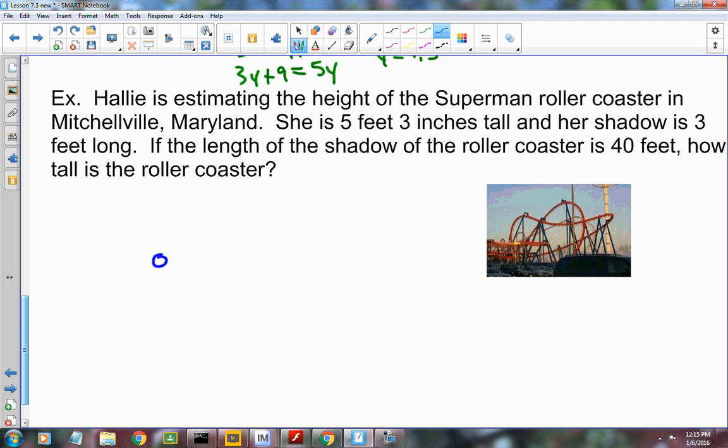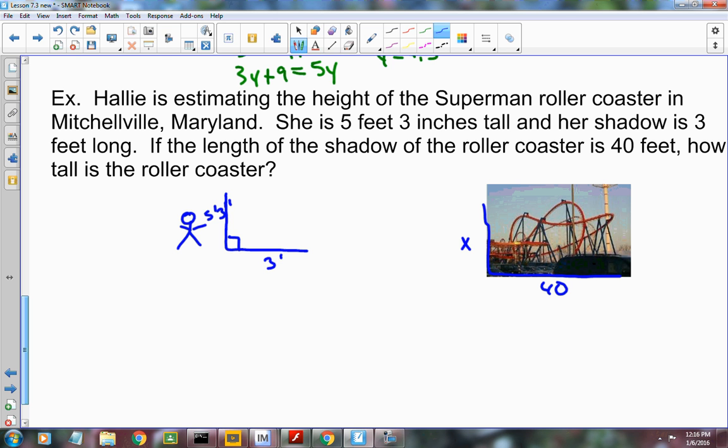Okay, so we have Hallie right here. Okay, and she is 5 feet 3 inches tall, and her shadow that she casts is 3 feet. All right, then we have. I'm going to redraw this. I'm going to scoot it up just a second. Okay, same idea. I'm just going to draw them a little bit better. So this is 5 feet 3 inches. This is 3 feet. I didn't do a very good job. I did it again. Okay, it says that the shadow of the roller coaster is 40 feet, and I want to know the height of the roller coaster.